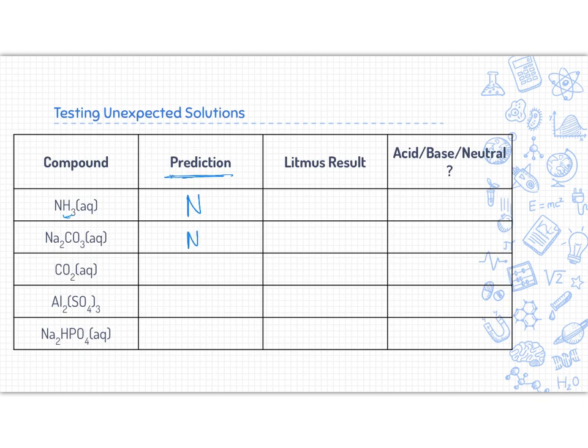There's no H or OH. Neutral, no H or OH. Neutral, no H or OH. And you might think this is acidic because there's an H there if you wanted. Whatever you have for your prediction is fine. If we were to actually do this in the class, I would do a litmus test for all of these.